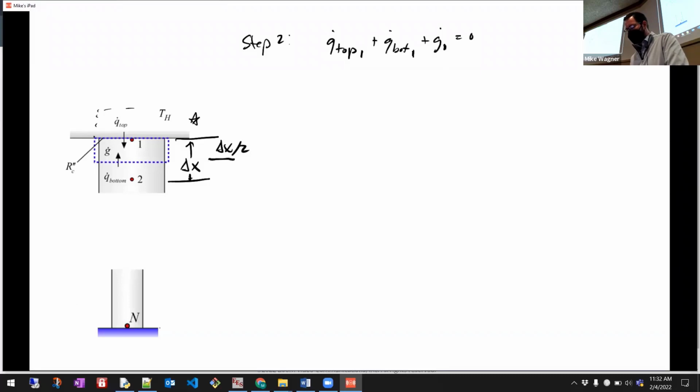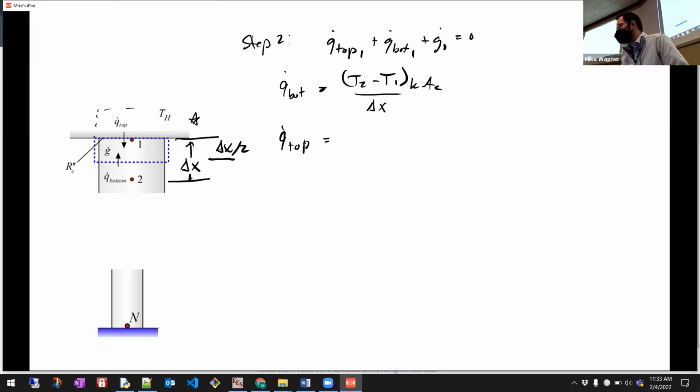Okay, so let's come up with some rate equations here. Q dot bottom is the same thing. Q dot bottom is just going to be T2 minus T1 over R, which is delta X over K AC. It's the same thing, it's just for T2 and T1.